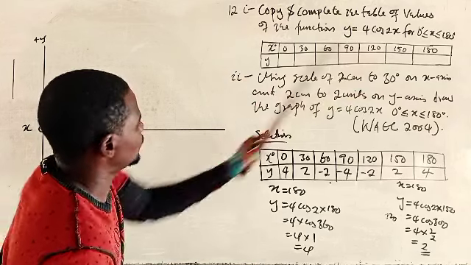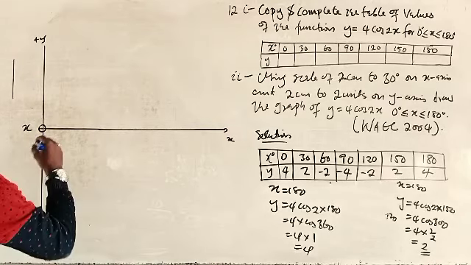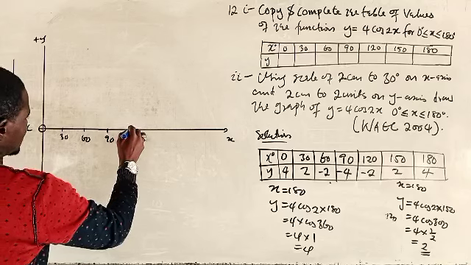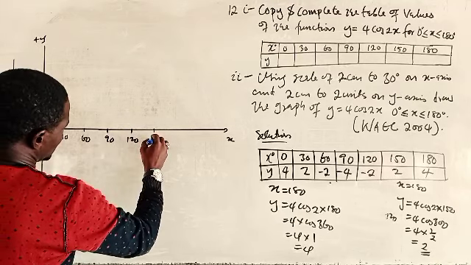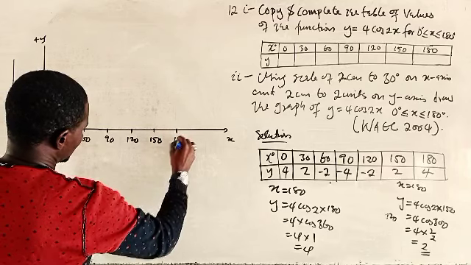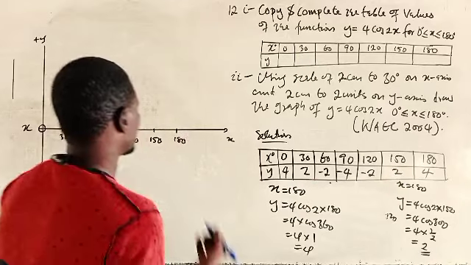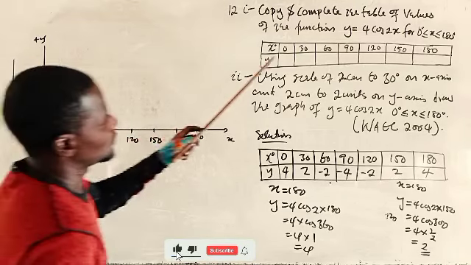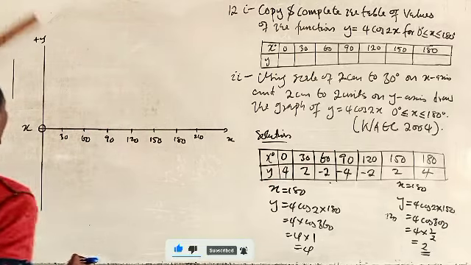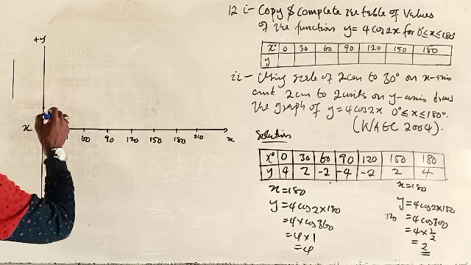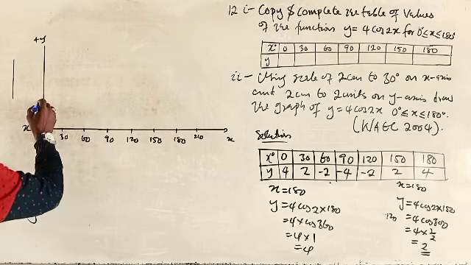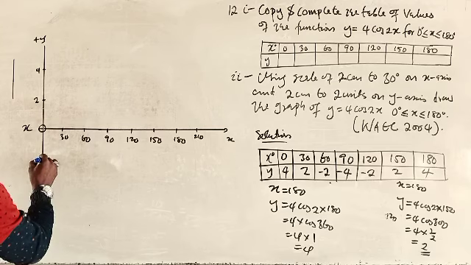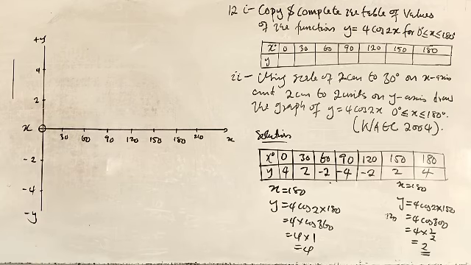Now they say 2 centimeters to 30 units along the x-axis. So from here to here is 2 centimeters, making 30. Here is 60, here is 90, here is 120, here is 150, and here is 180. We finished because the highest value is 180. You can stop at 210 if you like. On the y-axis, the highest value is just 4 and minus 4. Up should be 4, down should be minus 4. But 2 centimeters to 2 units, so here is 2, here is 4. Then this place is minus 2, this place is minus 4. Now this is our axis.